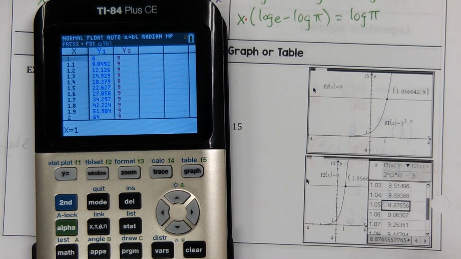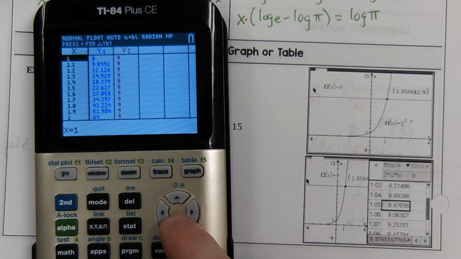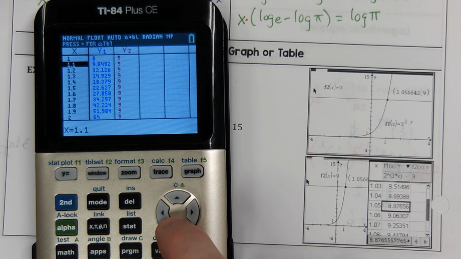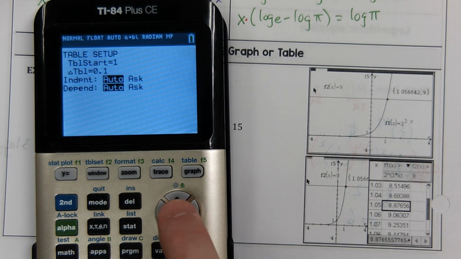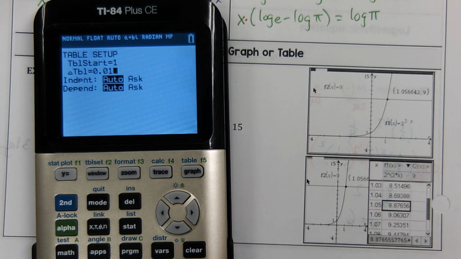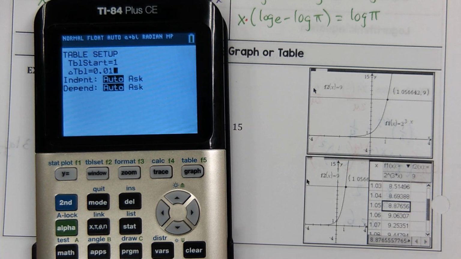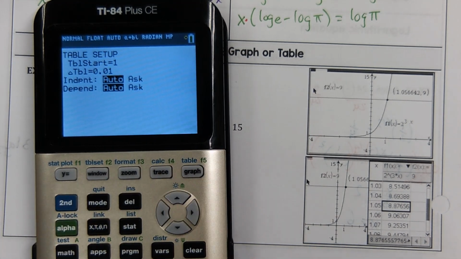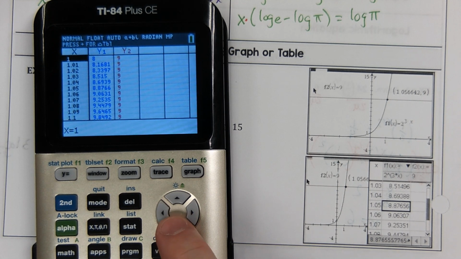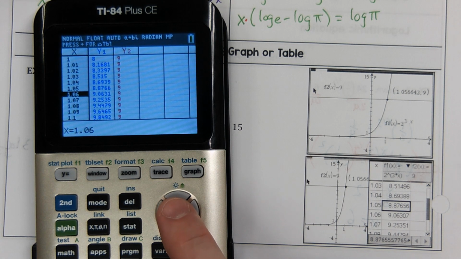So you go back to the table, and we see, here y1 was less than 9. Here y1 was more than 9. That means the answer's between 1 and 1.1. So we go back to table set, and we tell it to go by 0.01. This is how successive approximation works. And now you go back. And you start narrowing it down. Still less, still less, still less, still less, still less, went over. We know our answer is between 1.05 and 1.06.